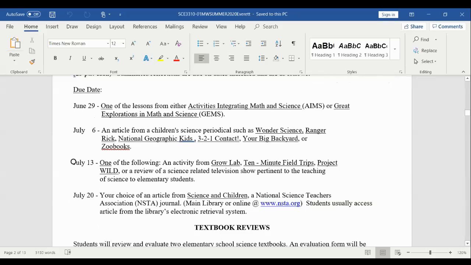The first assignment is due June the 29th. One of the lessons from either Ames or Jim's. In the good old days, these used to be in the CMC. Well, they still are, and one day they'll still be there, unless after I leave, the other professors decide not to have them any longer.